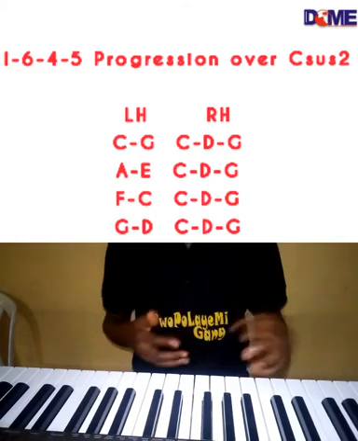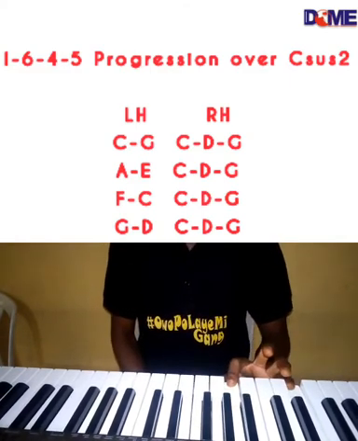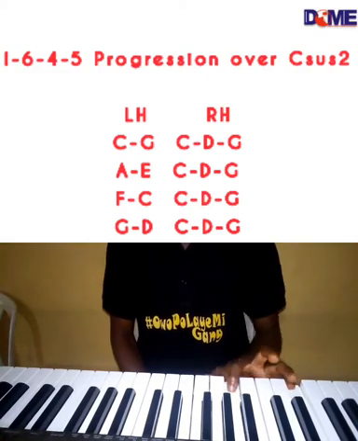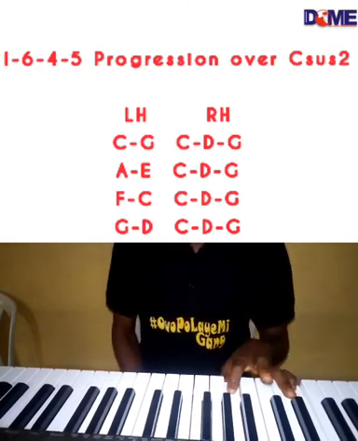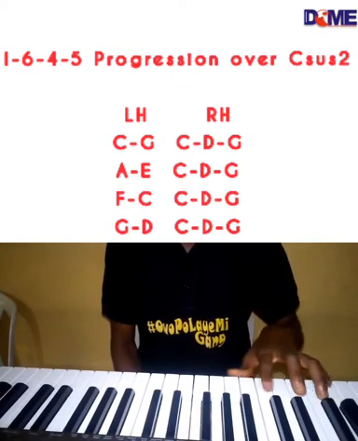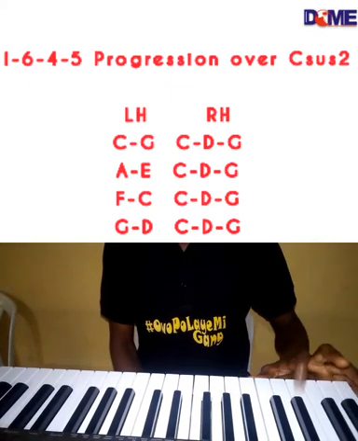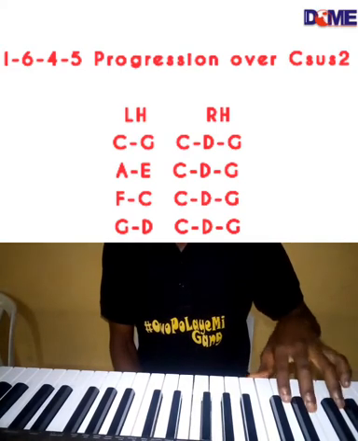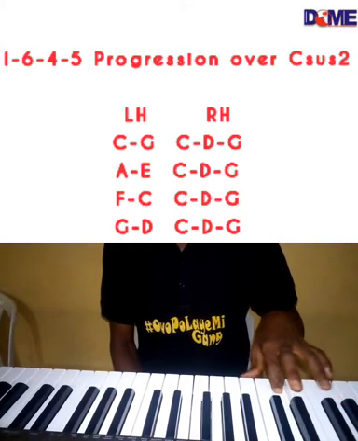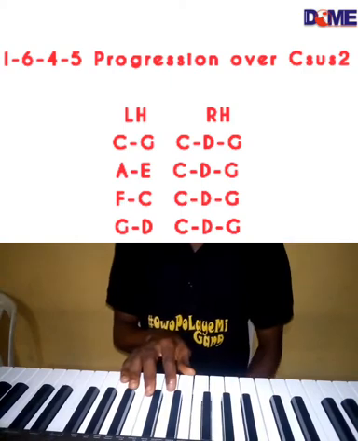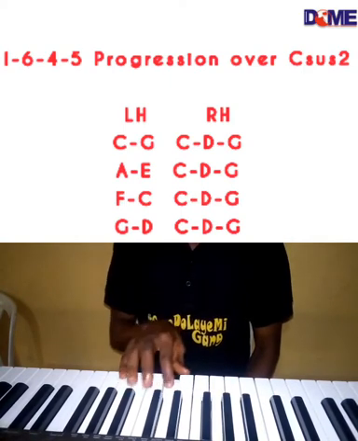the progression. Now, using our C5 here, that is C to G, or G to its power chord, then the same movement, A to E, F to C, then G to E at the left hand, we play our Sus2, that is C, D and G.